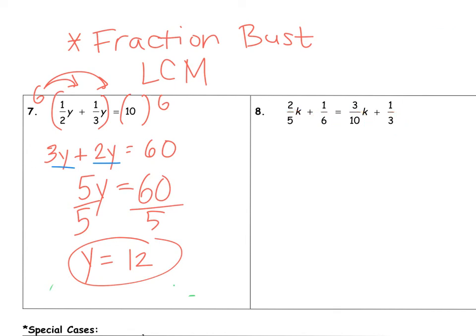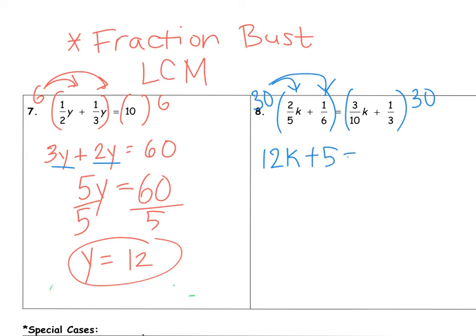So since all these numbers go nicely into 30, I'm going to multiply both sides of my equation by 30. Because when I multiply 2 times 30, I get 60, and 60 divided by 5, so as I'm distributing here, 60 divided by 5 we know is 12, so we get 12k. Then I'm going to multiply this by 30. 30 times 1 is 30, and 30 divided by 6 is 5. And I'm going to distribute my 30 this way. So 30 times 3 is 90, and 90 divided by 10 is 9, so we have 9k. And I'm going to multiply here. 30 times 1 is 30, and 30 divided by 3 is 10.